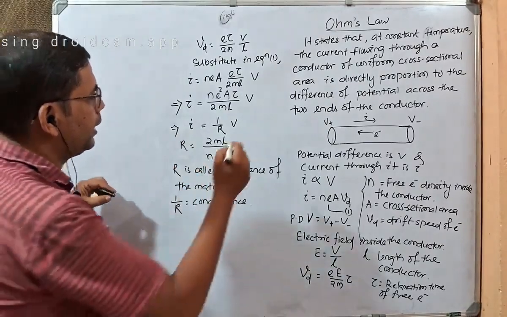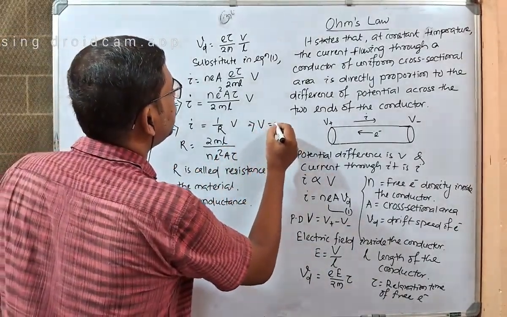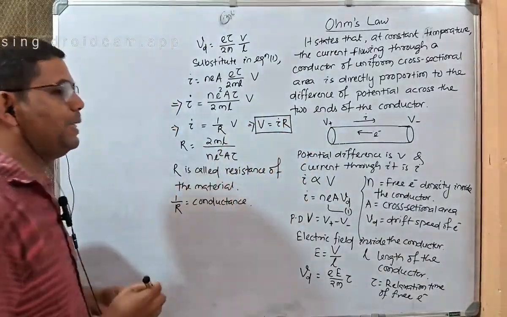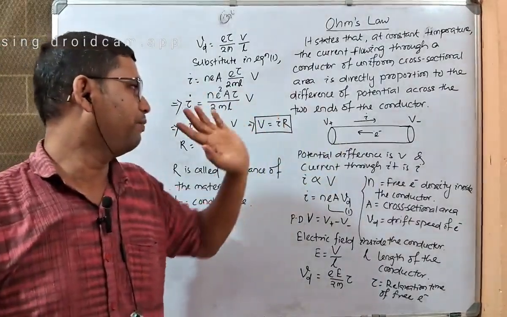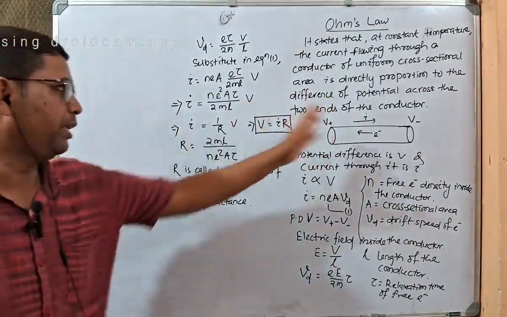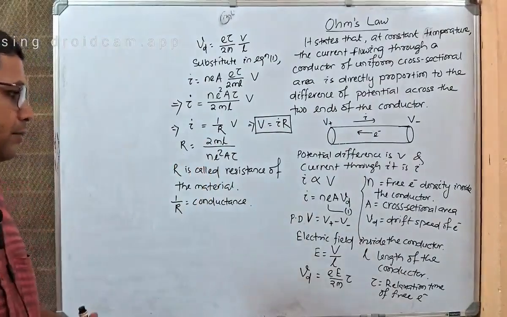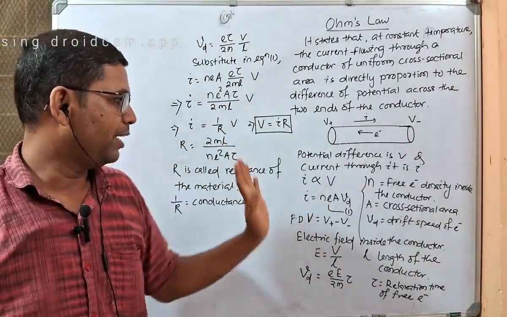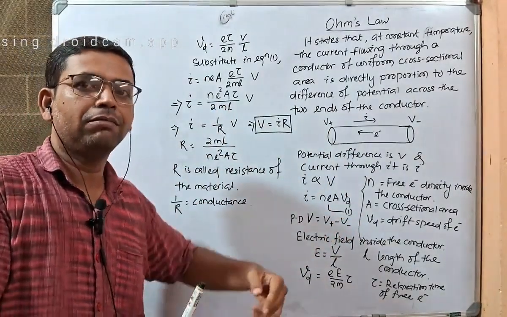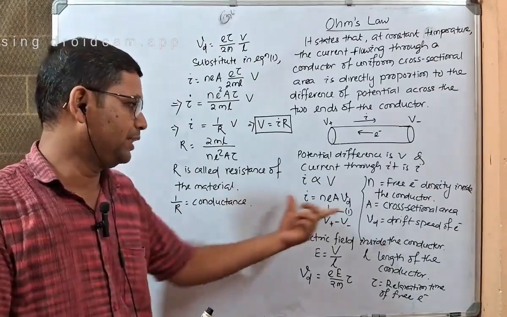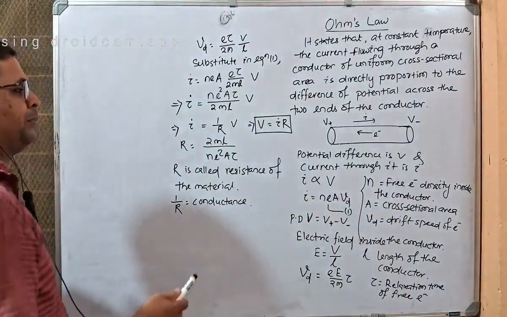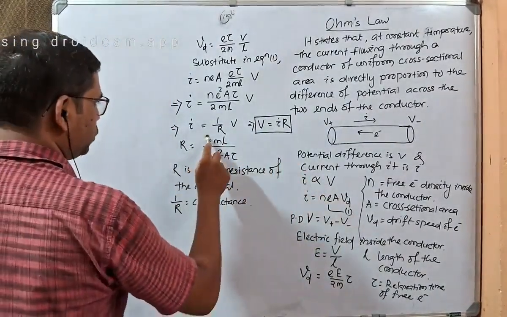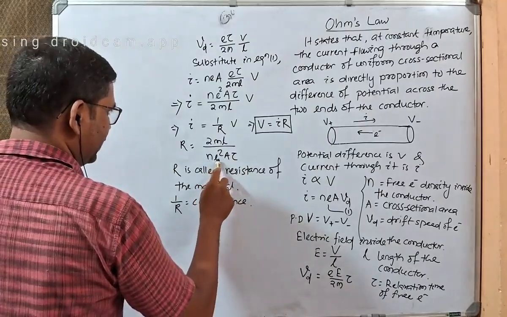From here we can write that V is equal to IR. This is the relation we will mostly use: V = IR, easy to remember. Similarly, current I is equal to nAvd. Just repeat it a few times and you can easily remember nAvd. So V is equal to IR, and what is R? That is 2ml by n e square A tau.